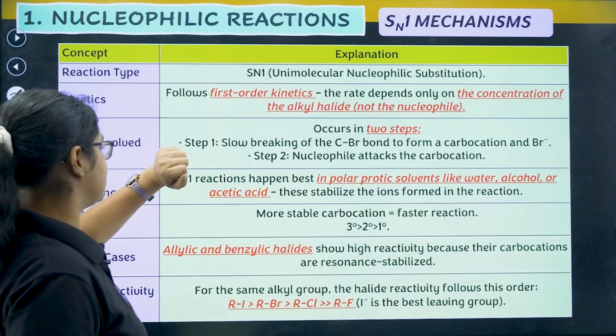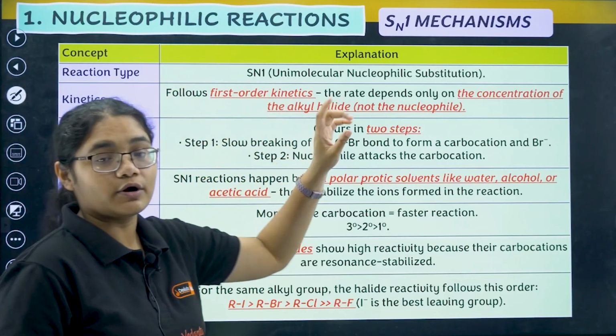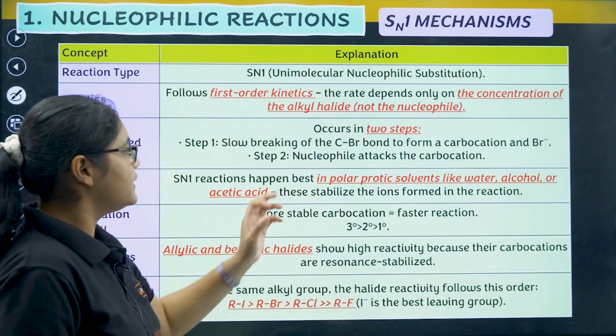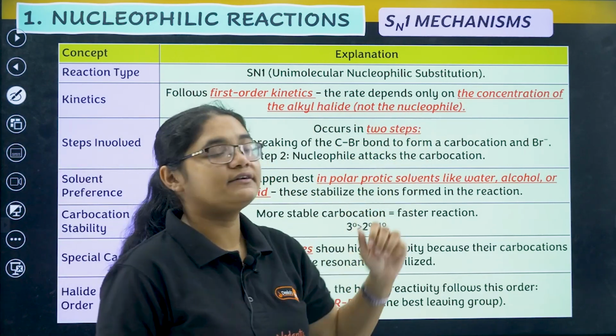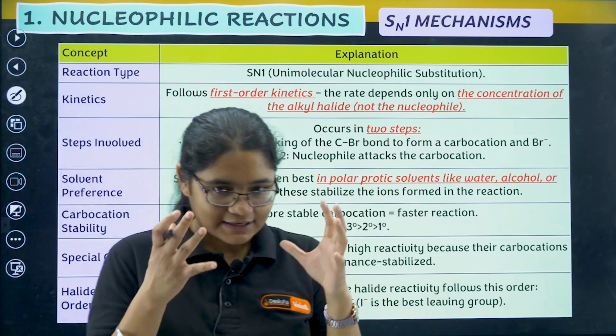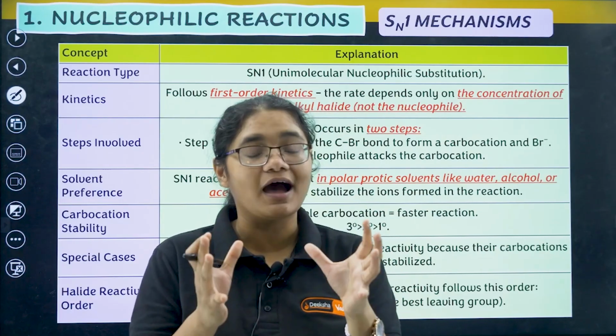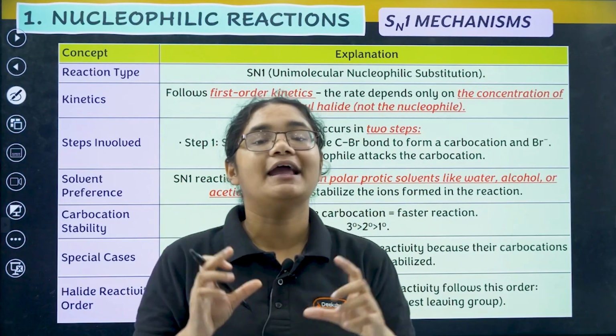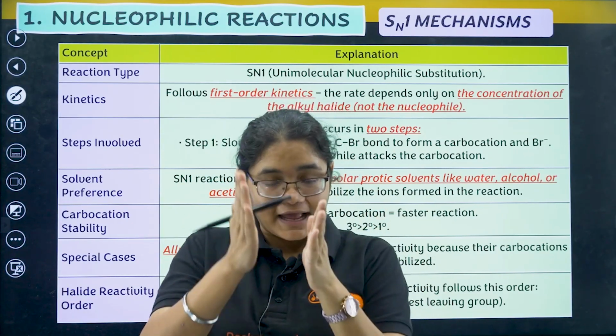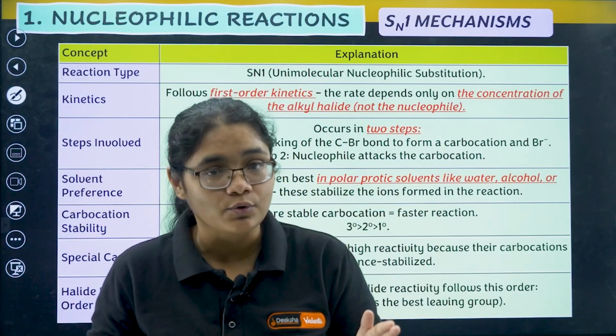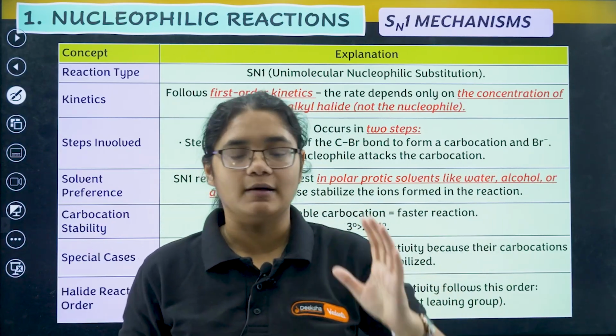So the reaction type is SN1. This is called first order kinetics. Why? Because here the rate depends only on the concentration of RX. When the reaction has started, there is no nucleophile present. There is only R and X, meaning only the alkyl halide is present. After the alkyl halide RX bond is broken, then the nucleophile comes into play, right?